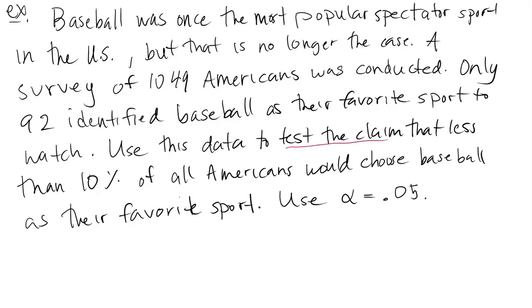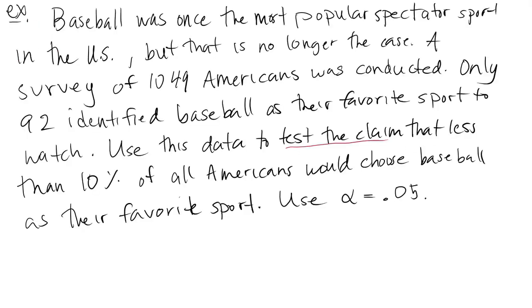Again, we're being asked to test a claim. So we're going through a hypothesis test scenario. Let's run through our 6 steps. Step 1 is to identify the hypotheses. The claim we're being asked to test is that the percentage of all Americans who would choose baseball as their favorite sport is less than 10%.